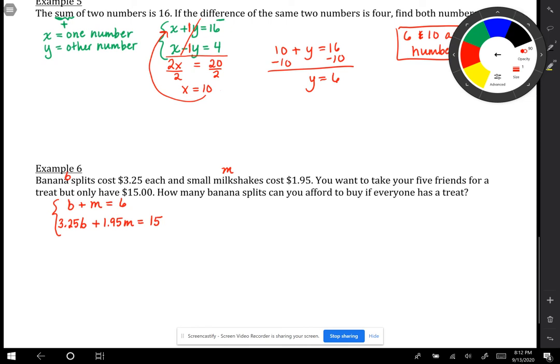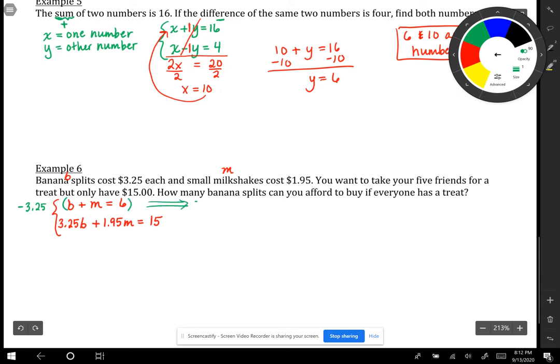So that's our system. For this one, we can do substitution, but I think we should do elimination for more practice. So which variable do we want to eliminate? We can eliminate B or we can eliminate M. You just got to decide which one you want to do. Since I'm not here to ask anybody, I'm going to go ahead and choose B. So the opposite of 3.25 is negative 3.25. So I'm going to multiply everything in the top by negative 3.25.